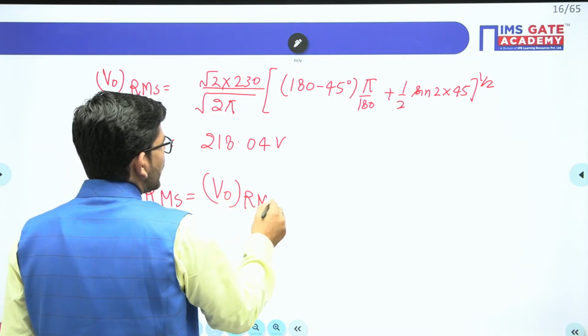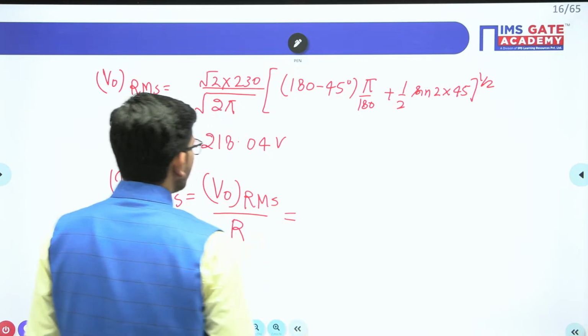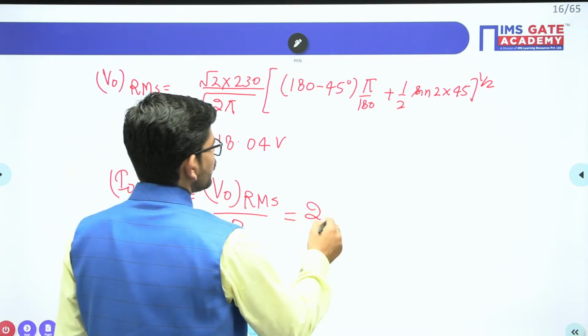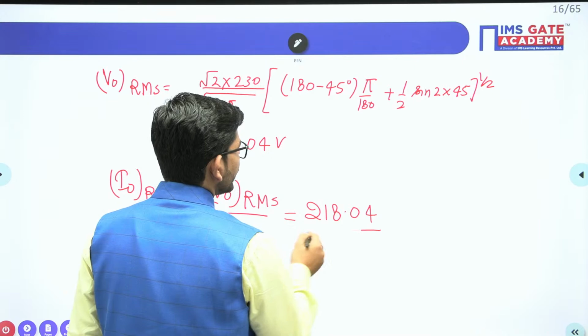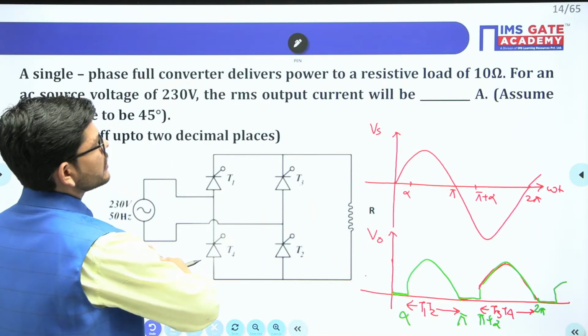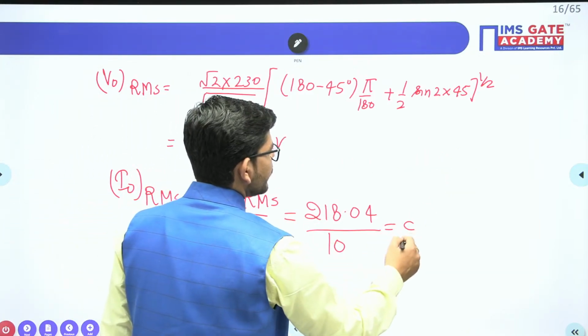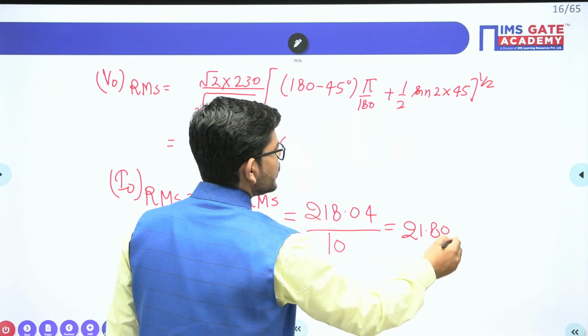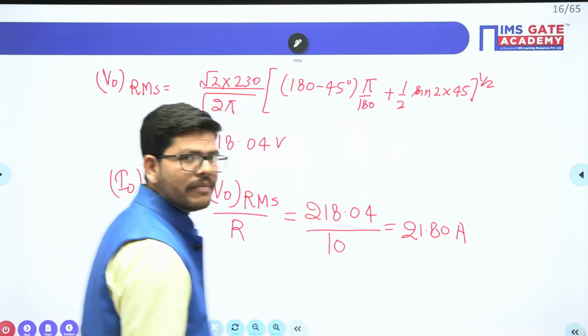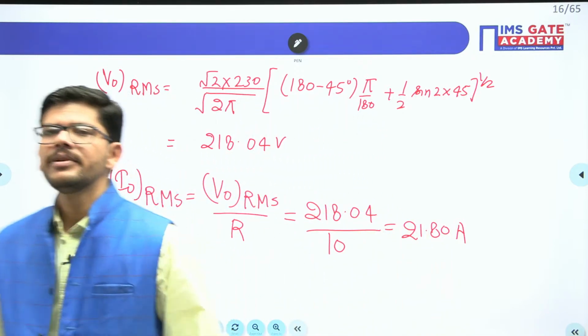Now after calculating the RMS value, we can very easily calculate the output RMS current by simply dividing the output RMS voltage by resistance. So this is 218.04 and the resistance value that we have is, I think, 10 ohm. So what will be the current, guys? The current will be 28.80 amperes. So that will be the output RMS current that we will have.